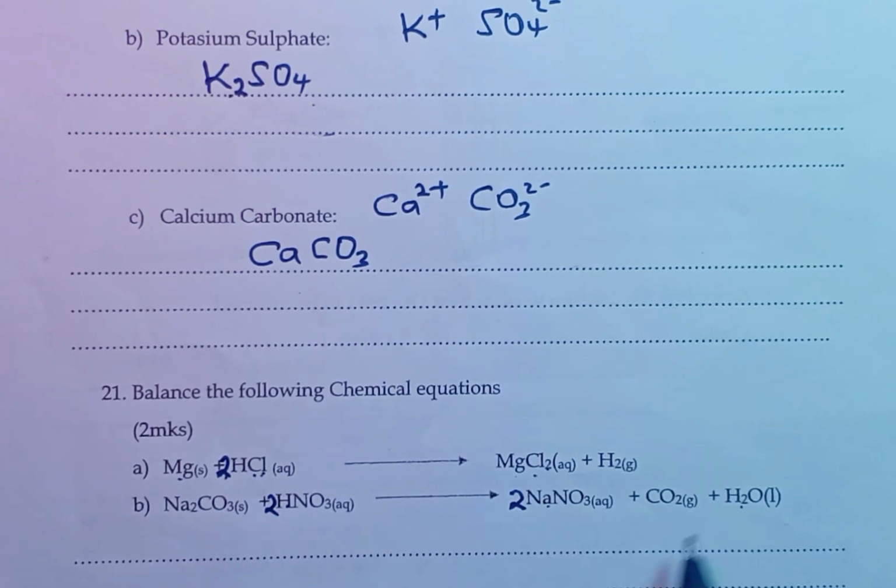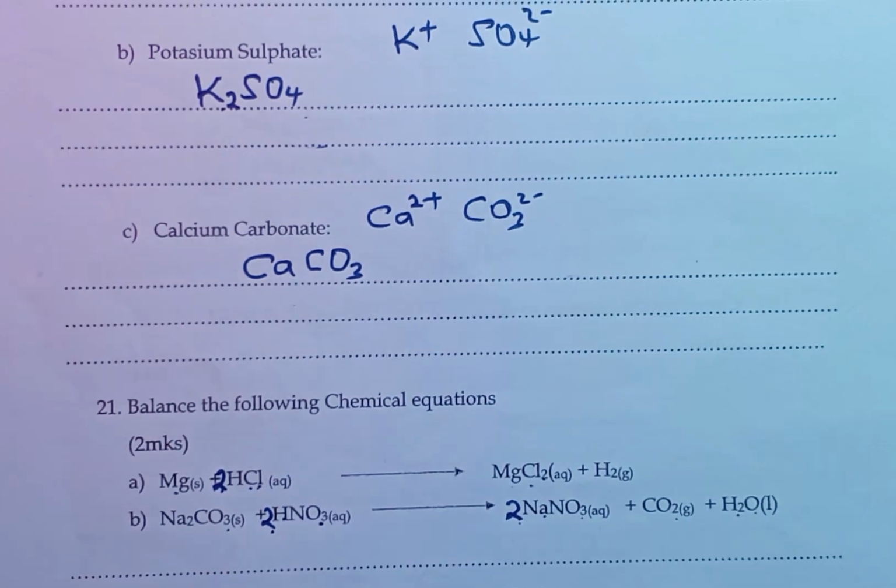Then we move to oxygens. We have 3 times 2, which is 6, plus 3, you get 9. 3 times 2, 6, plus 2, 8, plus 1, 9. And therefore, at that point, our equation is balanced.